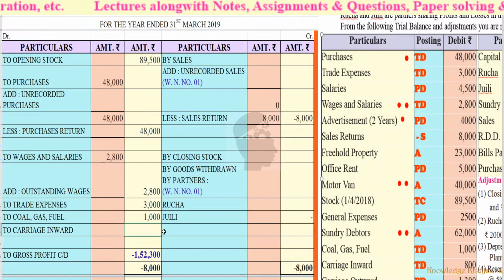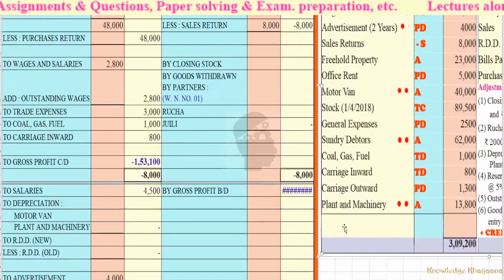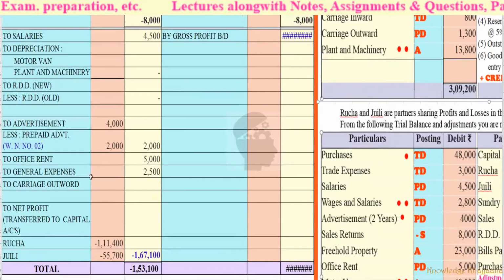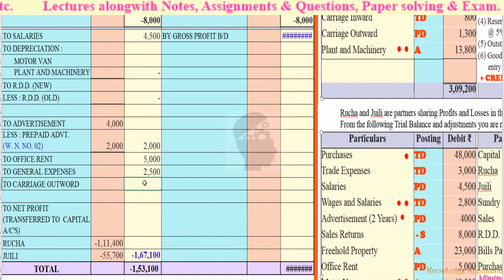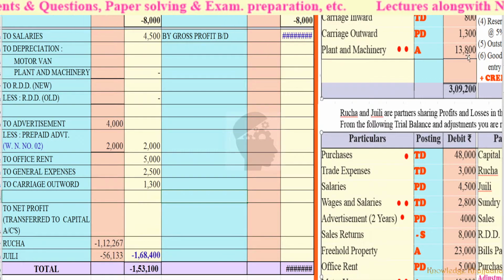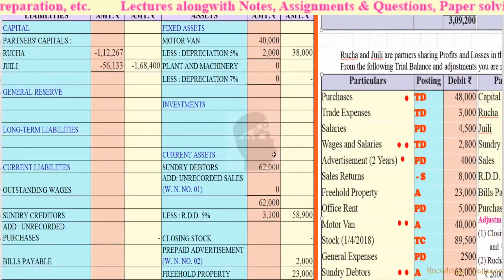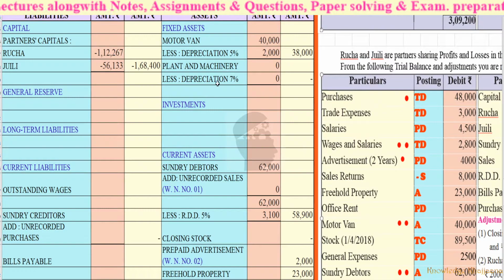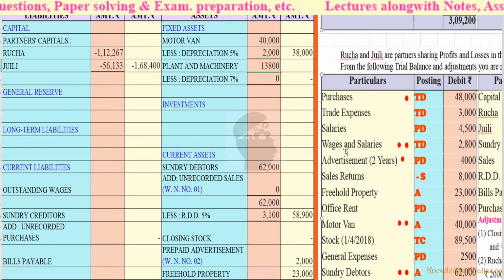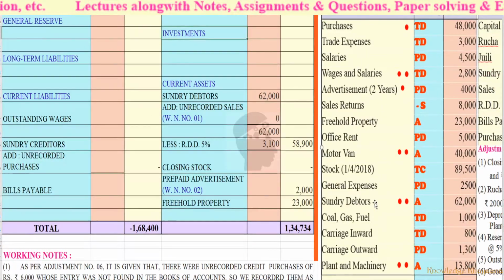Then, carriage outward rupees 1,300. Then, plant and machinery, asset, rupees 13,800, right? Plant and machinery rupees 13,800.